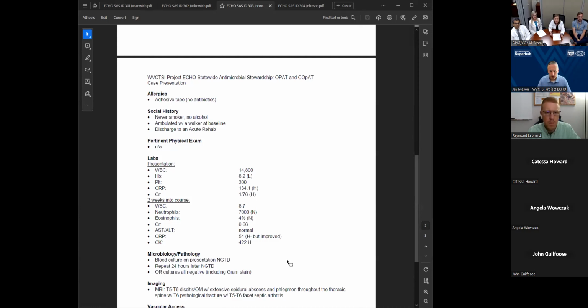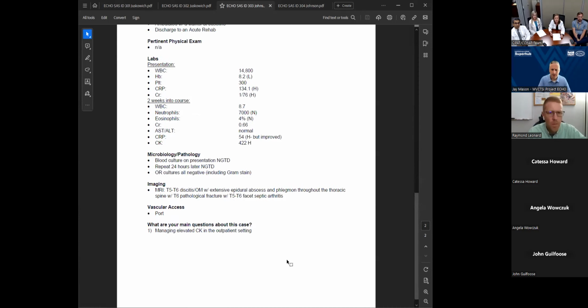And just scrolling down a little bit more, this reiterates the diagnosis that we already have for OPAT. And now we're looking more at adverse reactions while on IV antibiotics. So again, our question is, the patient is asymptomatic with a CK elevation in the outpatient setting. What do we do?